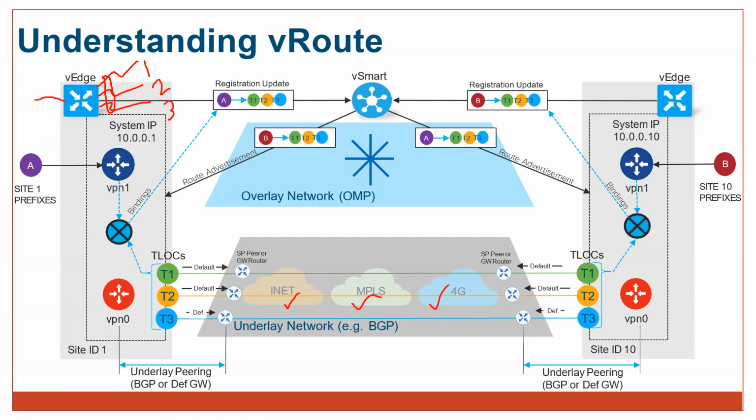And then you have something in your LAN interface, maybe you have one prefix called A that you want to send to the other side over the WAN to reach prefix B. So A wants to reach B, B wants to reach A. These are the prefixes, and they are inside VPN 1. This side VPN 1, other side VPN 1. So far, any doubt?